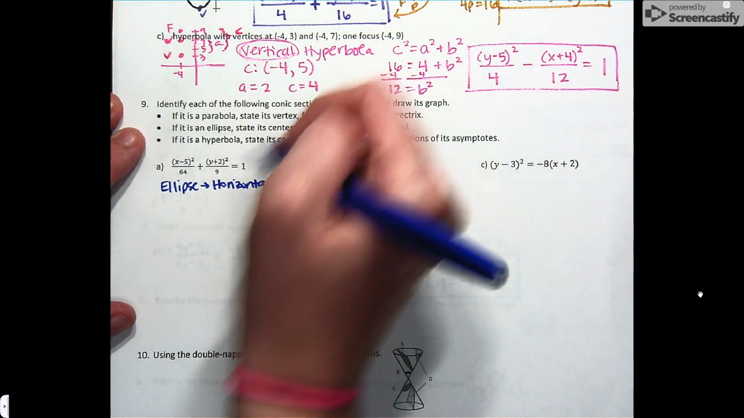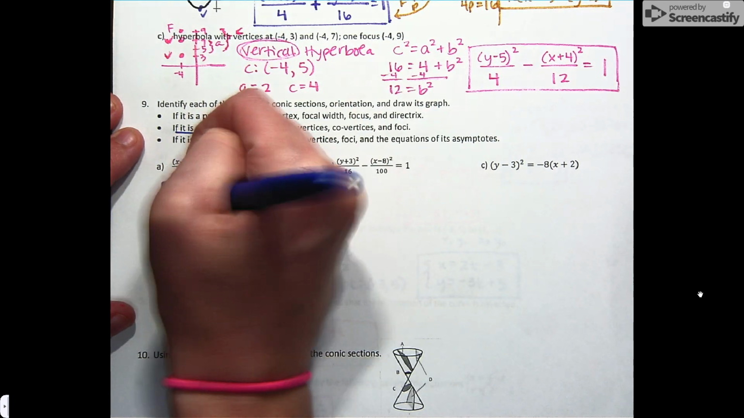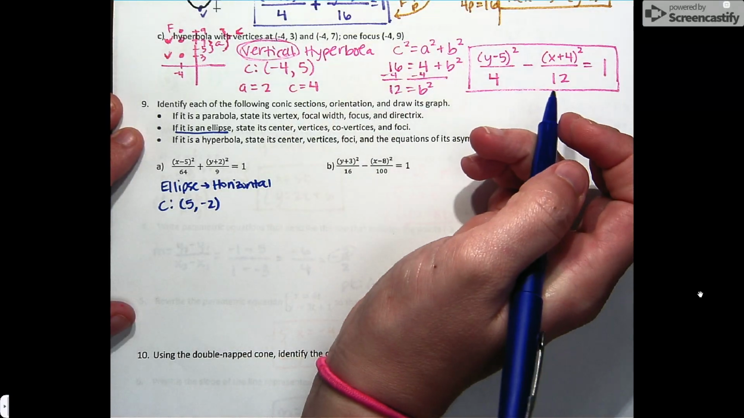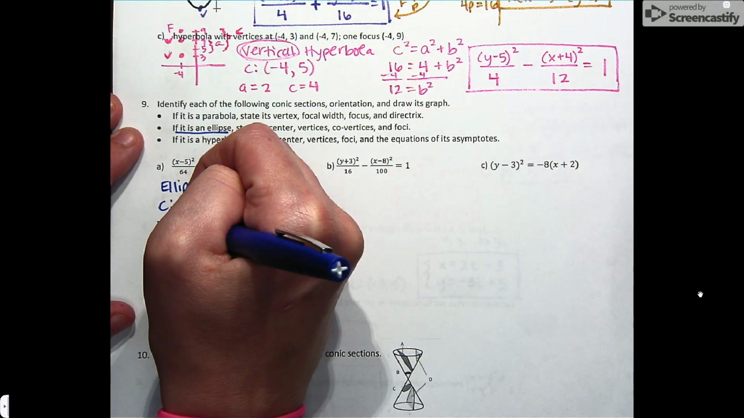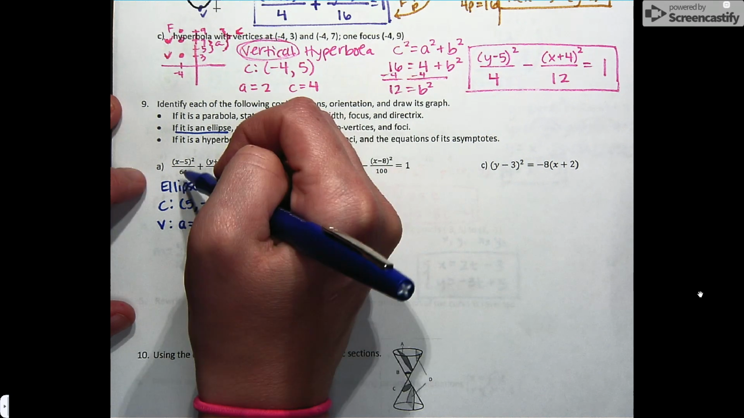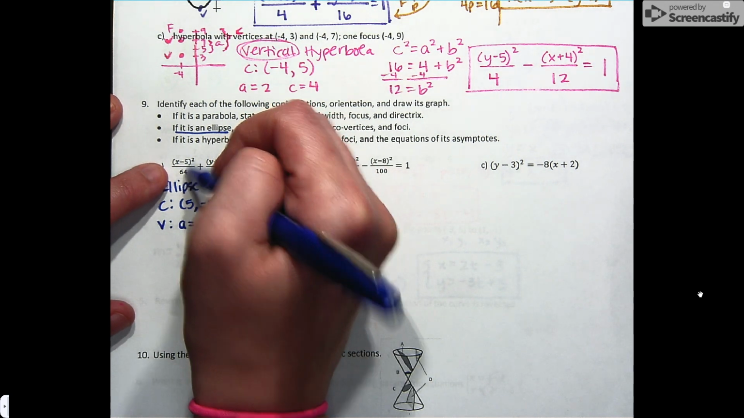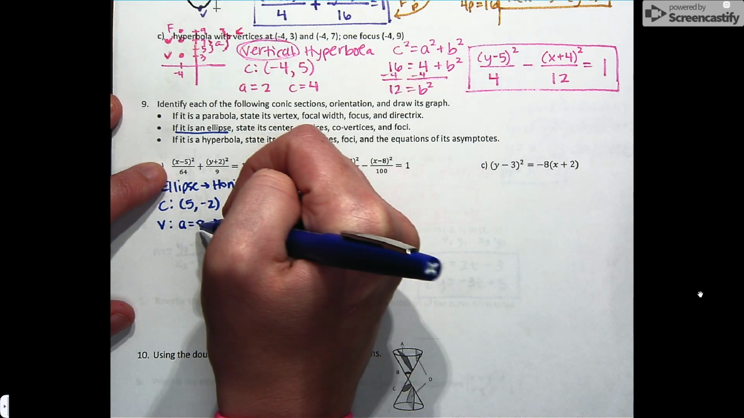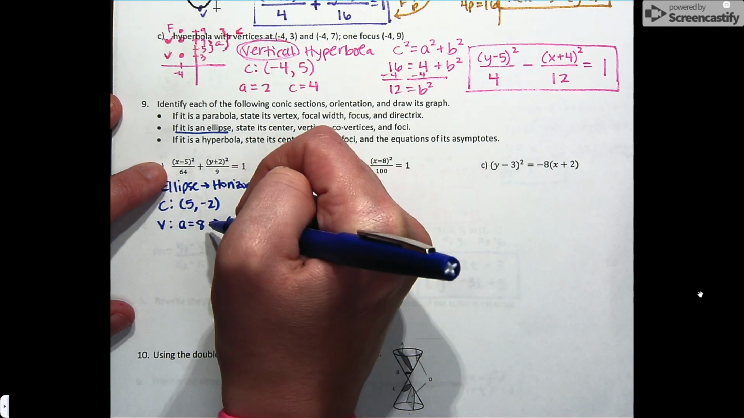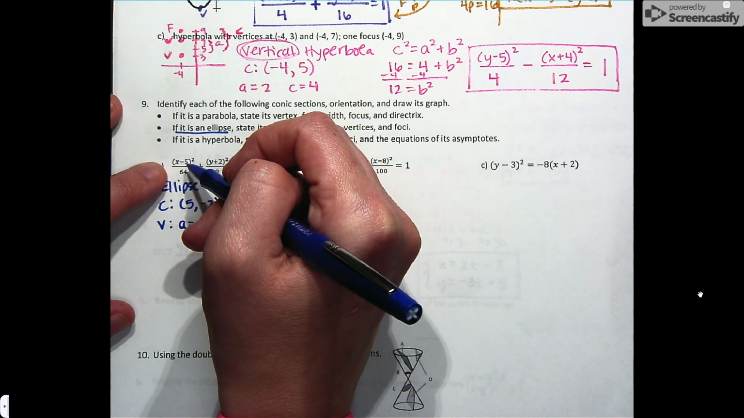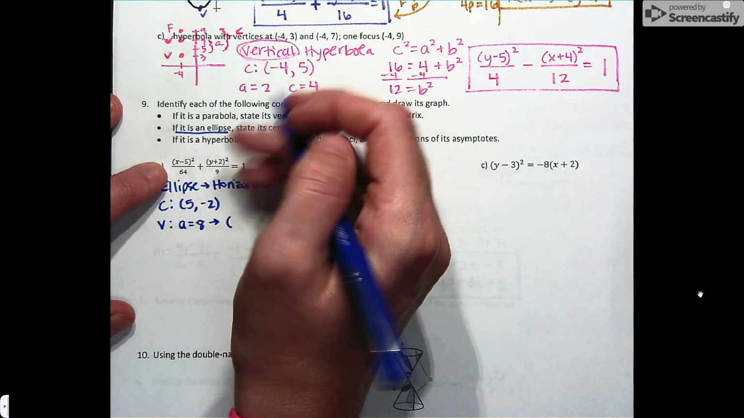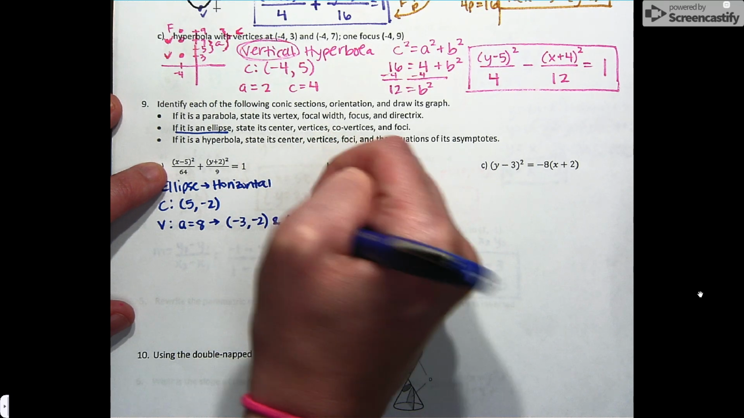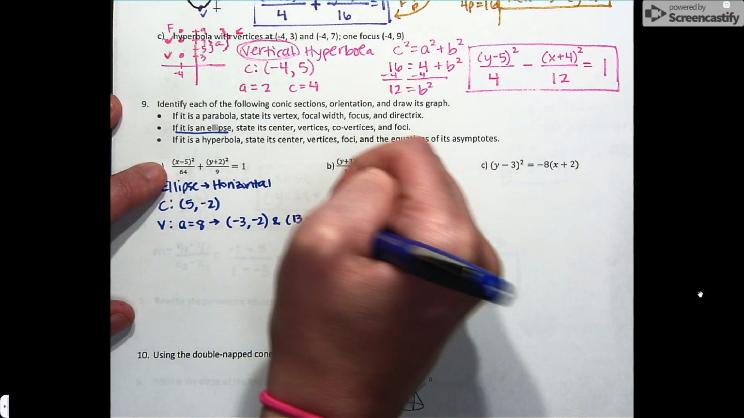So if it's an ellipse, we're going to state its center, which is opposite of what's with x, comma, opposite of what's with y. The vertices, which relate to my a value, well, underneath x squared is 64, so my a value is 8. So I'm going to add and subtract 8 to the x coordinate of my center because 64 was found underneath x, okay? So if I subtract 8, I get -3, -2. And if I add 8, I get 13, comma, -2.